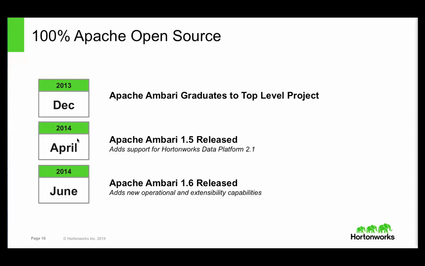And specifically, the two most recent releases, and we're going to focus on the features and capabilities in these releases during today's webinar. There was a release in April of Ambari 1.5, which added support for the Hortonworks Data Platform 2.1. And then there was a release of Ambari 1.6, which just continued to extend operational and extensibility capabilities inside of Ambari.